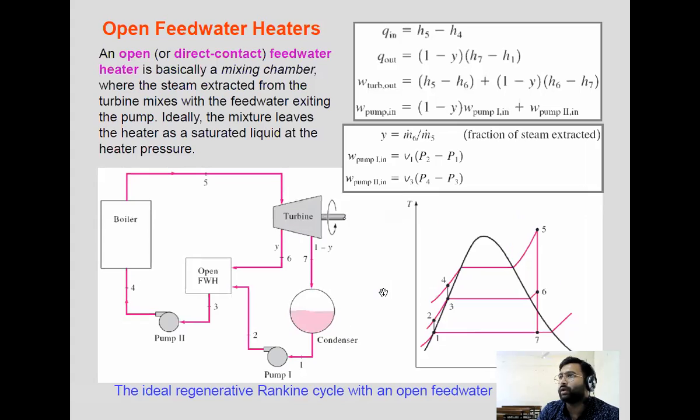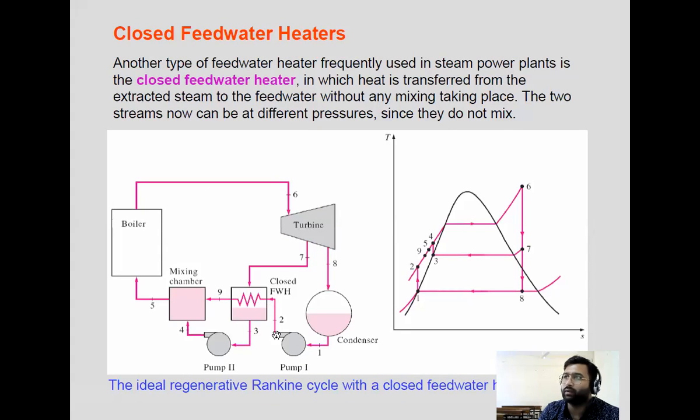Then there are two types of feed water heaters. This is the open feed water heater, in which steam and water are directly mixed. In a closed feed water heater, the water passes through pipes and steam passes over the pipes. Heat transfer takes place. This steam is condensed. Condensate is taken at the bottom.